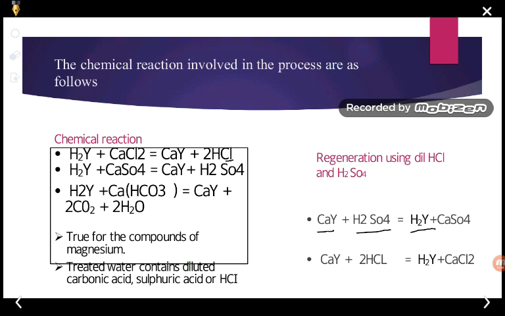Firstly, there is a formation of the acids, the hydrogen is replaced by the metallic ions. Later on, after an interval of some time, the hydrogen content of the substance is exhausted, and it is then regenerated by passing the solution of sulfuric acid or hydrochloric acid.